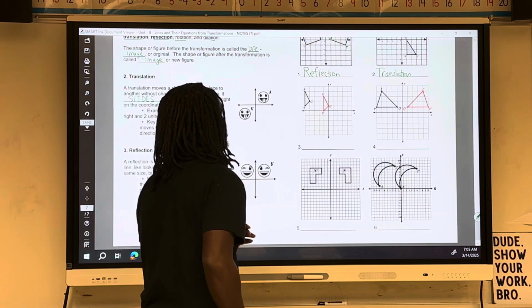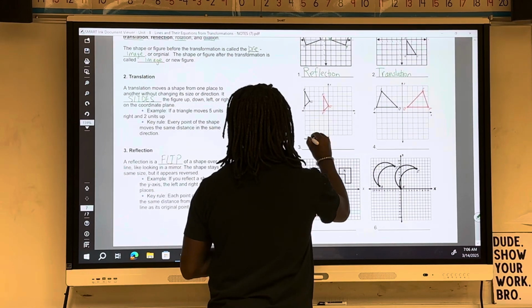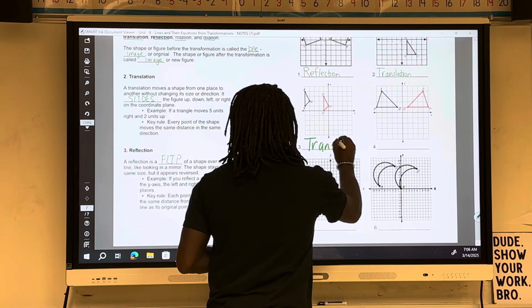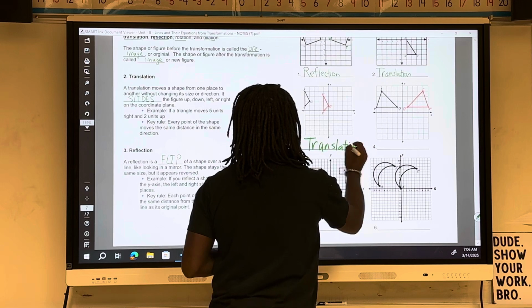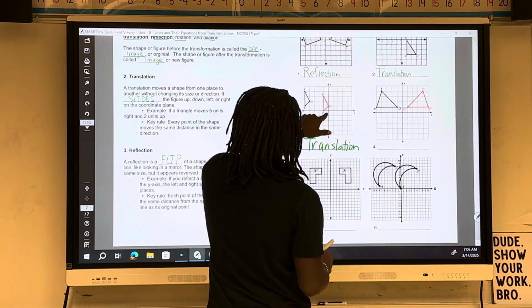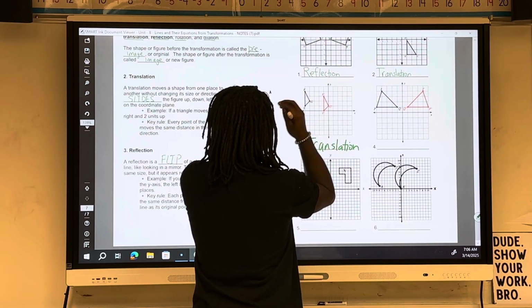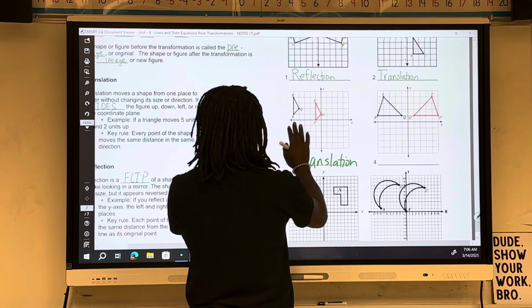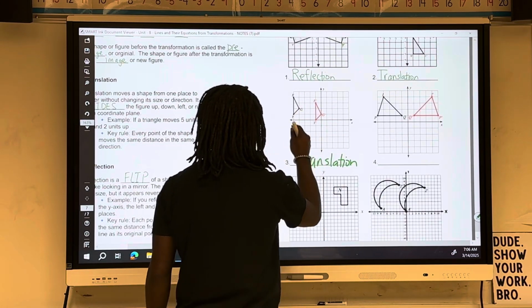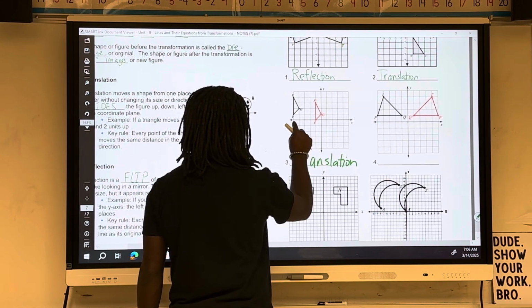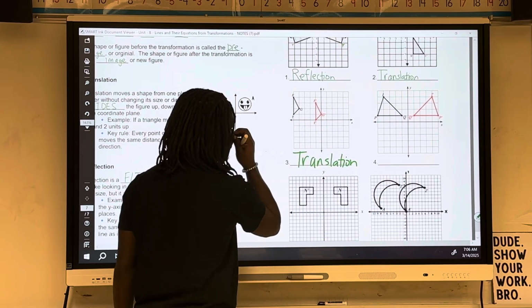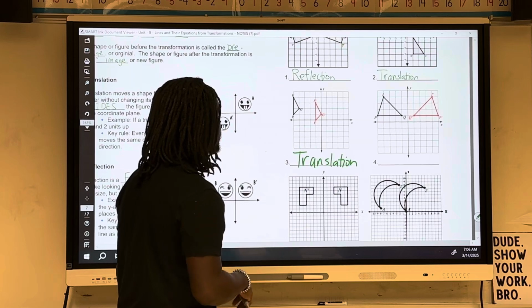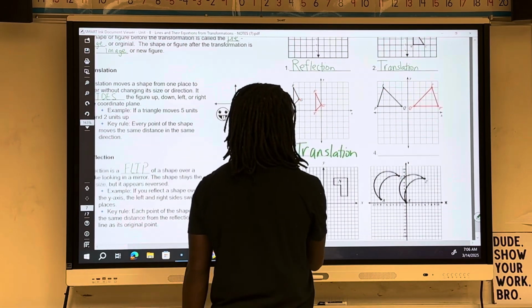All right, so question number 3. This is a translation because the points just slide. The Y was here, and now, again, they're all in the same spot. It does not flip, they're not reversed, they're all in the same spot, and this is translated down 1, and then it slides over to the right 4. So that was the translation there.